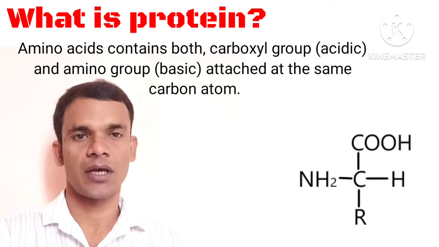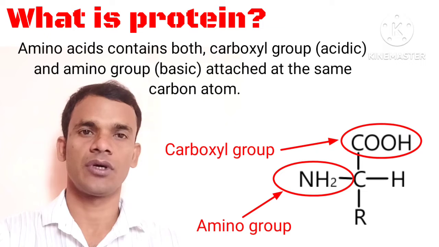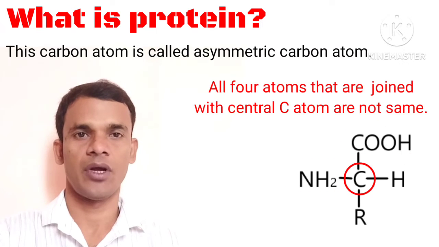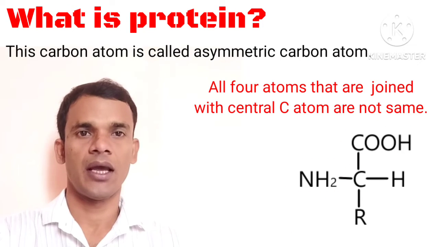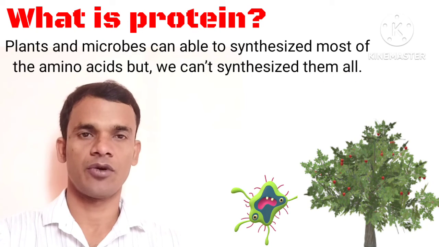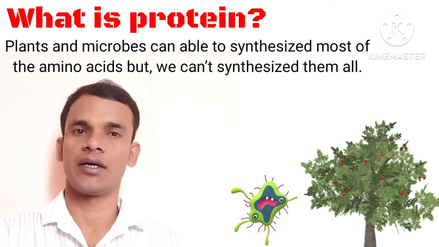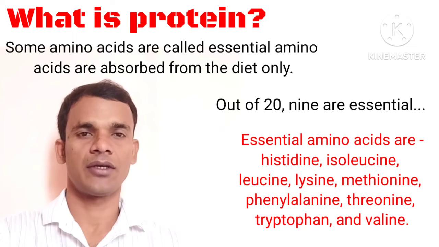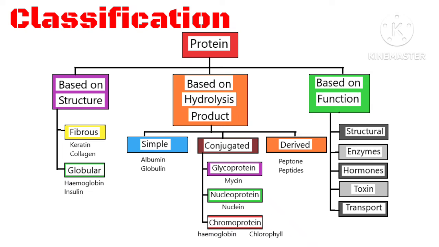Amino acids are molecules that contain both a carboxyl group and an amino group attached to the same carbon atom, and this carbon atom is called the asymmetric carbon atom. Plants and microbes are able to synthesize most of the amino acids, but we can't synthesize them all. Some amino acids, called essential amino acids, are absorbed from the diet only. Proteins can be classified based on different properties, chemical composition, and structure. You can see the classification of proteins in this picture.